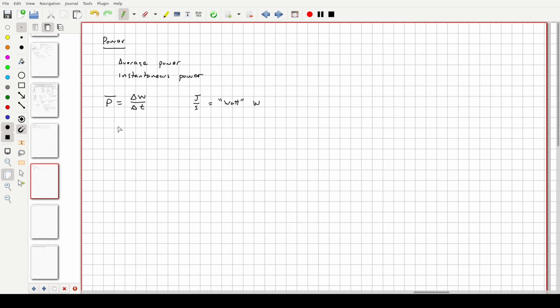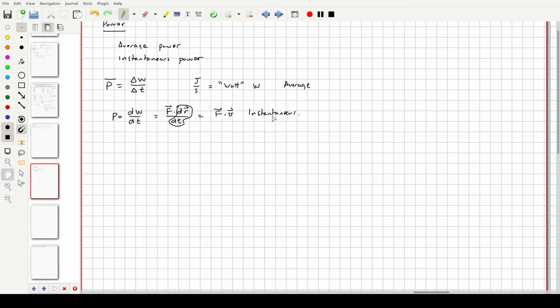All right. Now, instantaneous power looks like this. You just promote the changes to differentials. So this tells you how much power is being generated or used at any given time. You can extend this a little further if you use the differential form of work. The differential form of work we know is F dot dr. And I can put the dr over dt together, and this is F dot v. So you have two ways that you can write instantaneous power. Again, this is average, and this is instantaneous. Units in both cases are the watt.